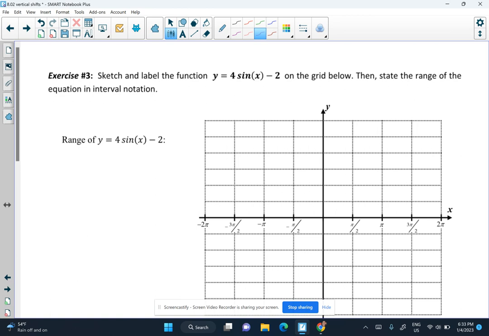And in this video, I'm going to go over exercises 3, 4, and 5, as well as a couple of the practice problems. So first, we want to graph this function y equals 4 sine of x minus 2.